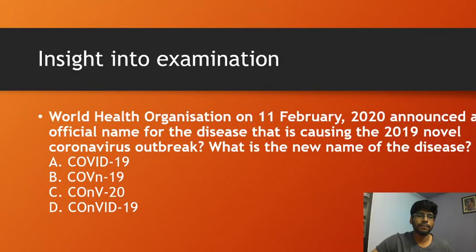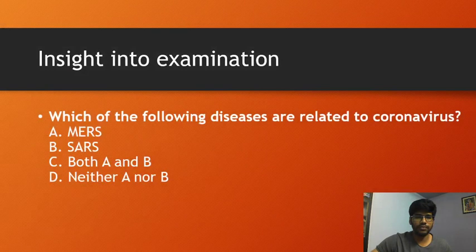The next question: the World Health Organization on 11th February 2020 announced an official name for the disease causing the 2019 novel coronavirus outbreak. What is the name of the disease? COVID-19, Coronaviral disease 19. That was the name of the disease.